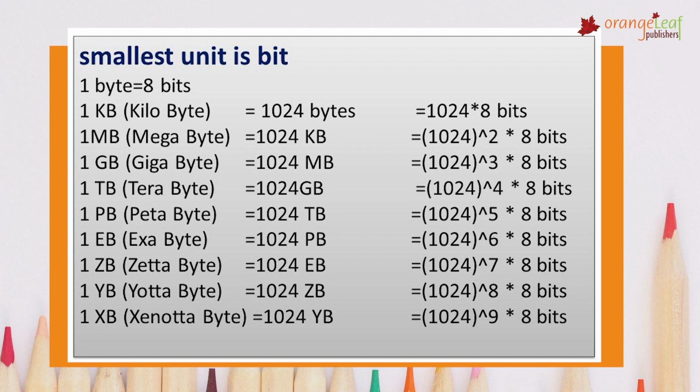And 1 petabyte, 1 PB, is equal to 1024 TB, that is terabyte. And 1 exabyte, that is an EB, 1 EB is equal to 1024 PB, that is the petabyte. And 1 zettabyte, that is 1 ZB, is equal to 1024 EB, that is exabyte. And 1 yottabyte, 1 YB, is equal to 1024 ZB, that is zettabyte.